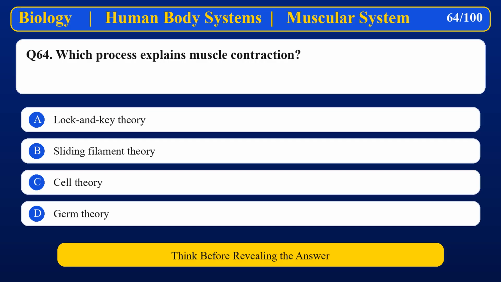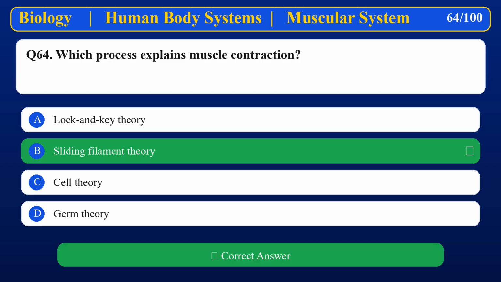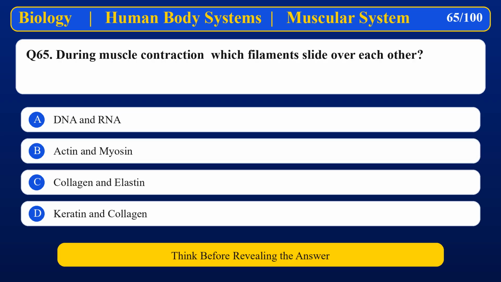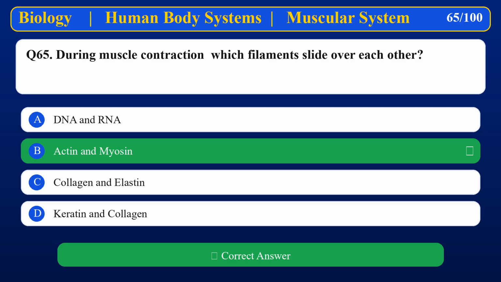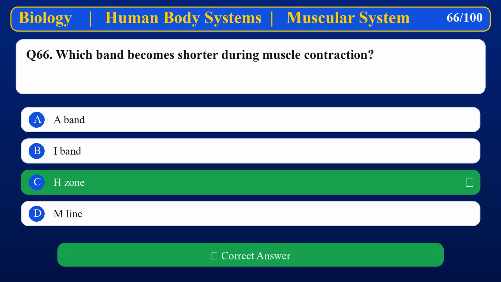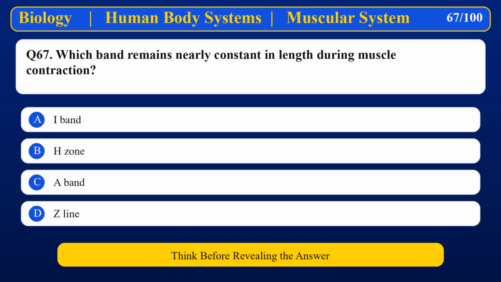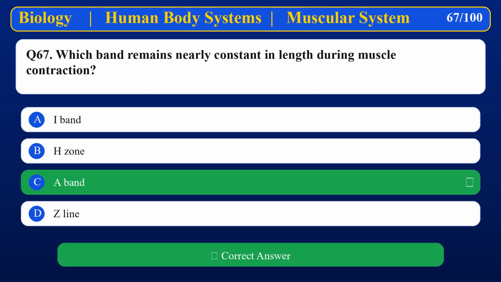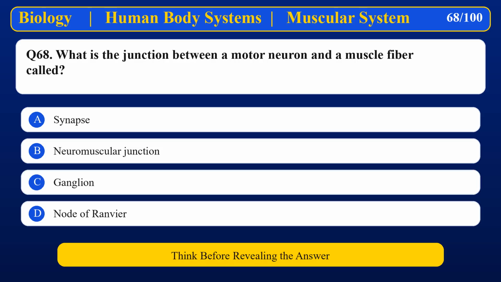ATP. Which process explains muscle contraction? Sliding filament theory. During muscle contraction, which filaments slide over each other? Actin and myosin. Which band becomes shorter during muscle contraction? H-zone. Which band remains nearly constant in length during muscle contraction? A band. What is the junction between a motor neuron and a muscle fiber called?